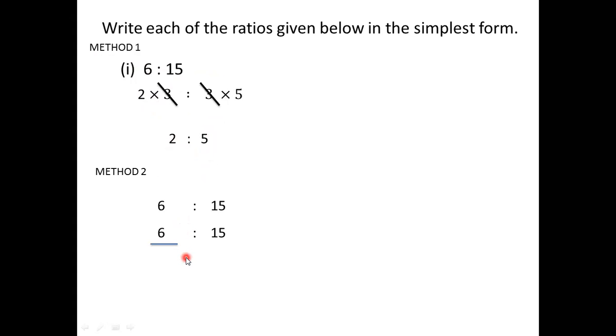Now the second method is the easy method. You can follow any method. I prefer this. 6 is to 15. So what is the common factor of this? 3. So you divide by 3, and 15 also divide by 3. 2 is to 5. Actually, the simplest form is you have to divide till it comes to a number which cannot be divided anymore.